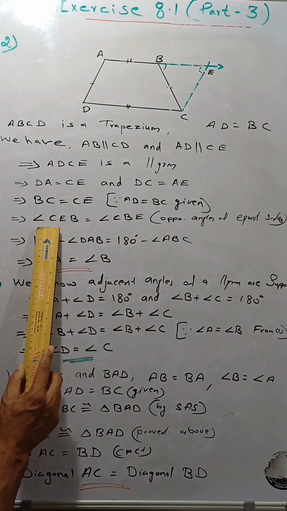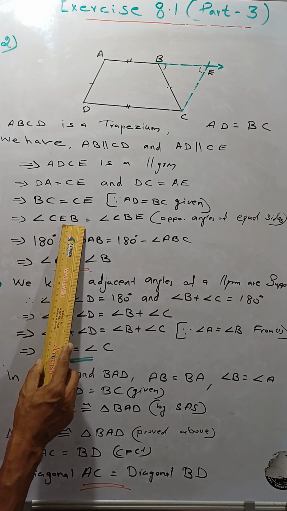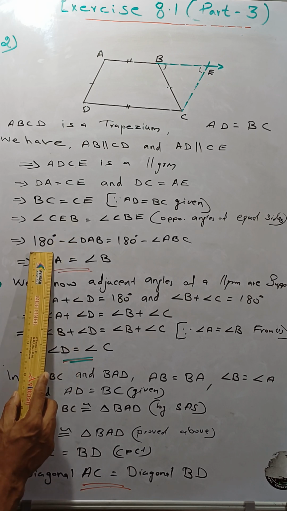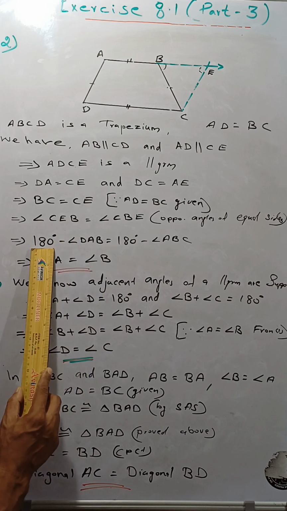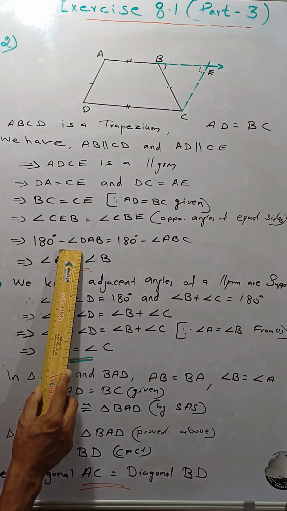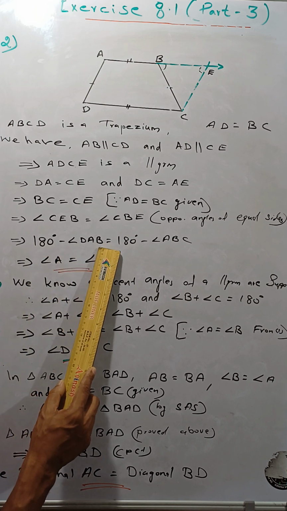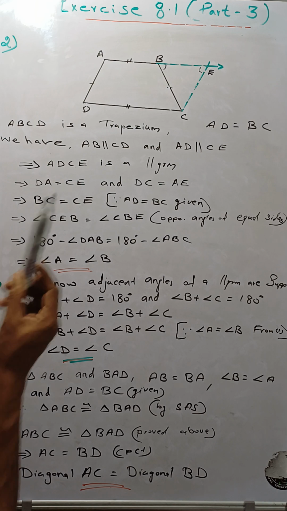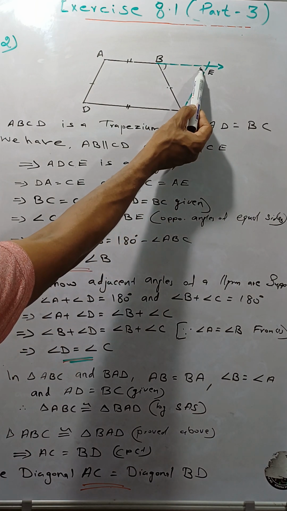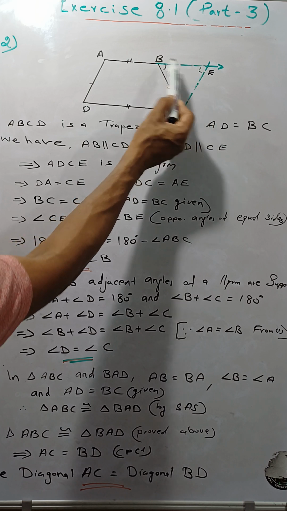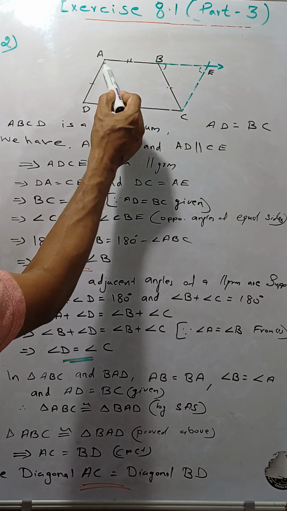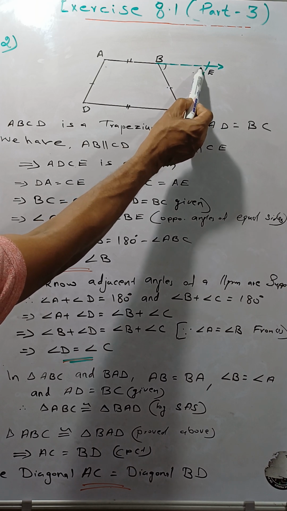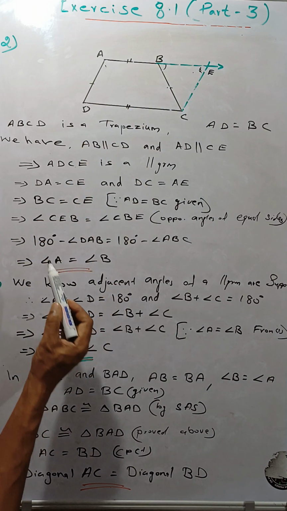This angle CEB we can write as 180 minus angle DAB. Why? Because we know that this is a parallelogram. The sum of the adjacent angles is 180 degrees. So this angle we can write as 180 minus angle A.